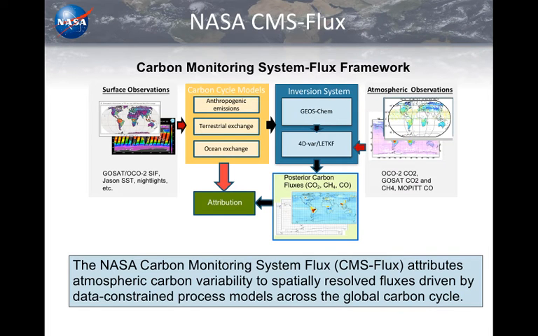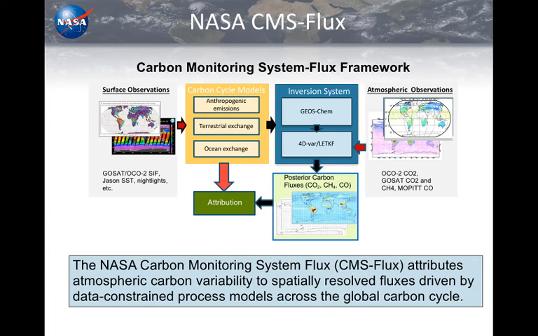To address that question, we're going to use something called the NASA Carbon Monitoring System Flux framework. It's simply taking a lot of carbon observations, informing or being driven through a set of process-based models of fossil fuel, terrestrial, and oceanic exchange. These in turn drive atmospheric variability from GEOS-Chem. Those CO2 and CO concentrations are confronted with new satellite observations, namely OCO-2 and GOSAT. We then use either a 4D-Var or an LETKF framework to infer posterior carbon fluxes, and then we try to understand, looking at these models, what that entails.